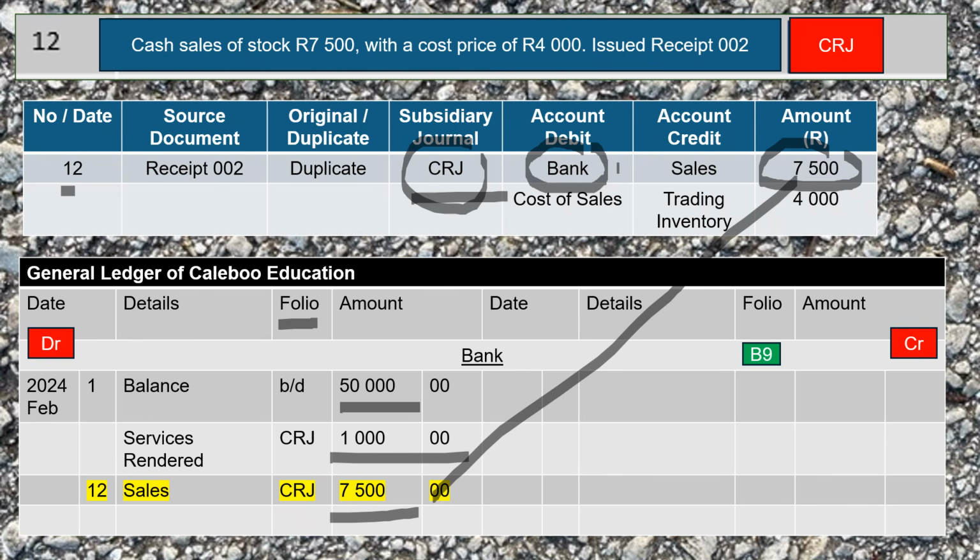Under the folio column we put in the cash receipts journal. What is the contra account to bank? It is sales. So sales goes under details and the date was the 12th. So you see what we're doing? We're taking all the transactions that relate to bank and we're putting them into the general ledger account.